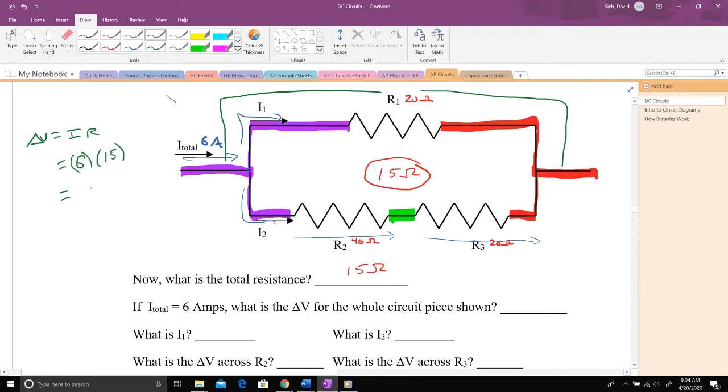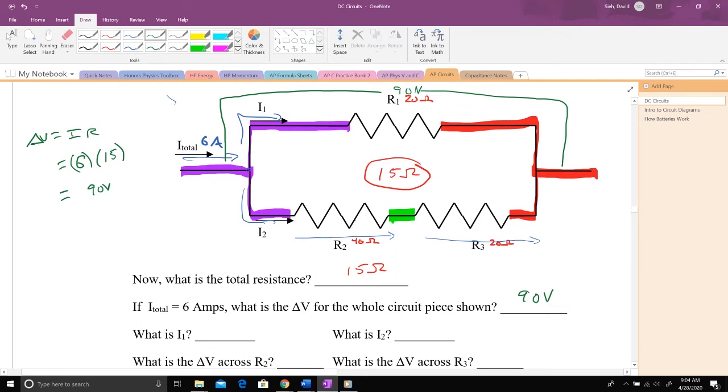So 6 times 15, that gives you 90 volts. And so that's my delta V. From purple to red is going to be 90 volts, and I can fill in that blank. That's it. So that's the trick: treat the whole thing like one big resistor with the full current of 6 amps flowing through it.